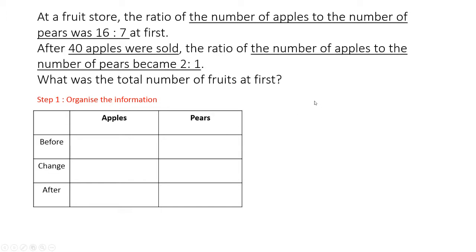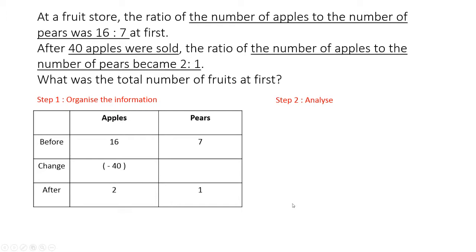So next, we're going to extract information from the question and fill in the table over here. So the first set of information we'll fill in will be 16:7. This is the beginning ratio for the apples to the pears. Next, we know that 40 apples were sold, so we're going to put 40 under the apples column. Then, after selling the apples, the new ratio became 2:1. So 2:1 we put over here.